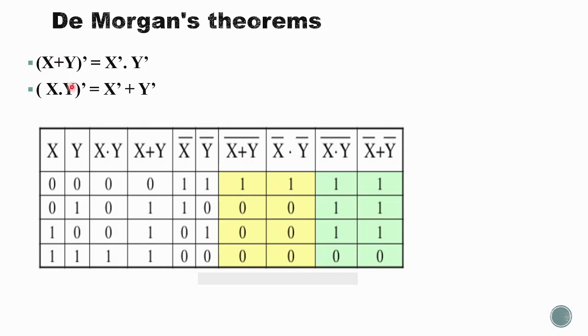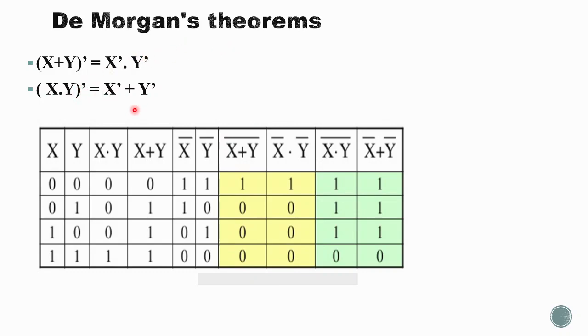Next, (x plus y) whole bar is equal to x bar dot y bar. That is what we have to prove. So x bar is here, y bar is here. Then find the products. X bar dot y bar: 1 into 1, 1; 1 into 0, 0; 0 into 1, 0; 0 into 0, 0. So let's consider this statement: (x plus y) all bar is equal to x bar dot y bar. These two columns are equal, which means this statement is proved.